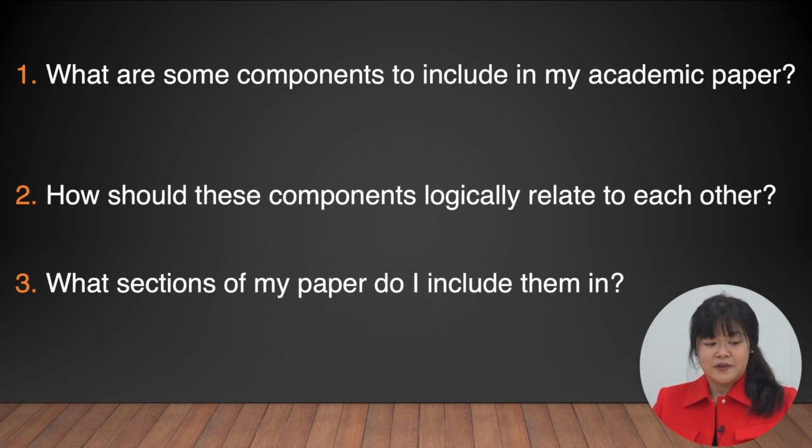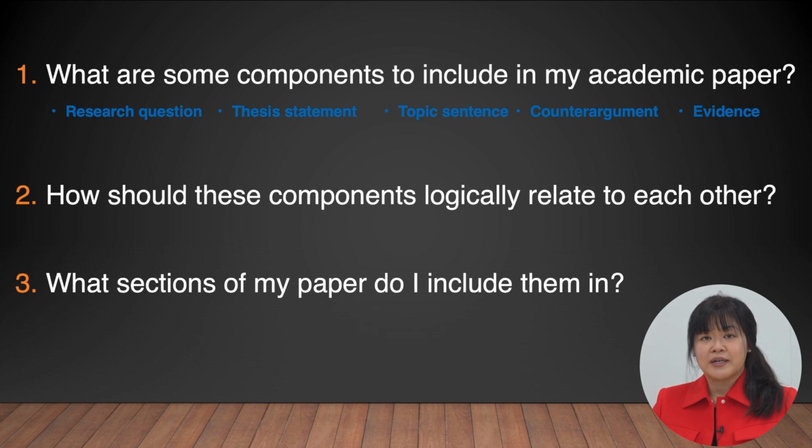By the end of this video, you should know about 5 pieces of information that are required in a well-structured academic paper: research question, thesis statement, topic sentence, counter-argument, and evidence. You should also know what are their roles in an academic paper, how they relate to each other to create a logical argument, and where exactly do they appear in an academic paper.